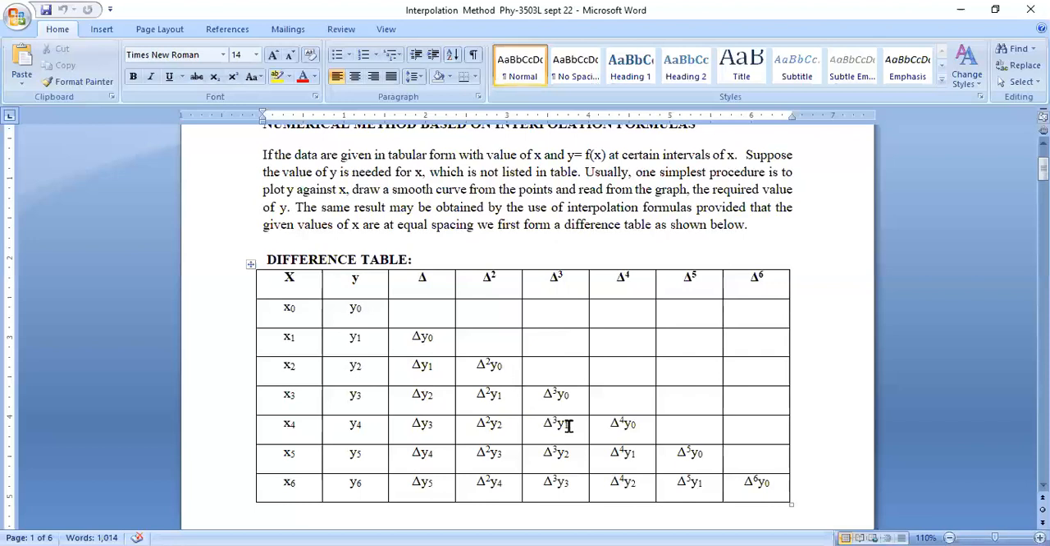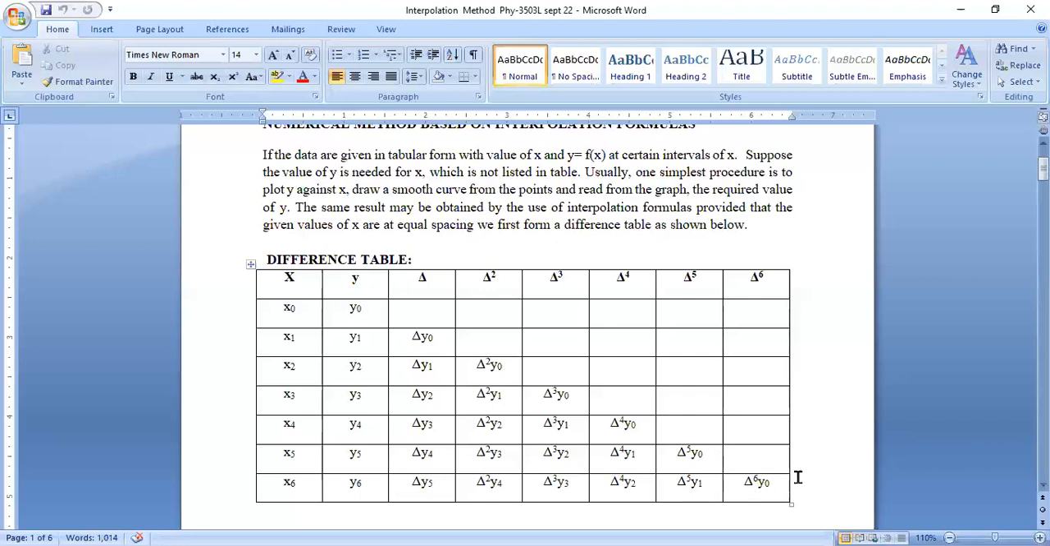Del 3y1 is del square y2 minus del square y1. And in the same way you can find del to the power of 4y0, which is del cube y1 minus del cube y0. And the same way you can find the fifth order del 5y0, which is del 4y1 minus del 4y0, and so on. You can find del 5y1. And finally, the sixth order difference del to the power of 6y0 is del 5y1 minus del 5y0, which you can calculate.